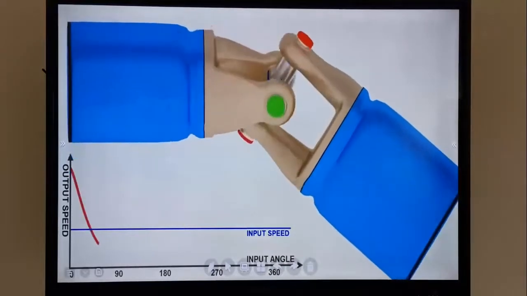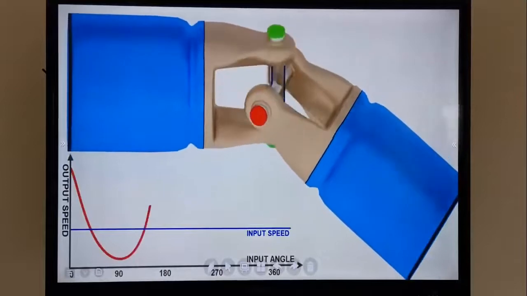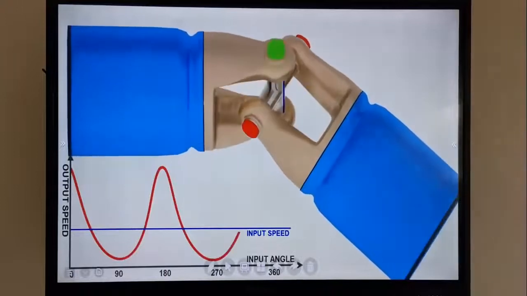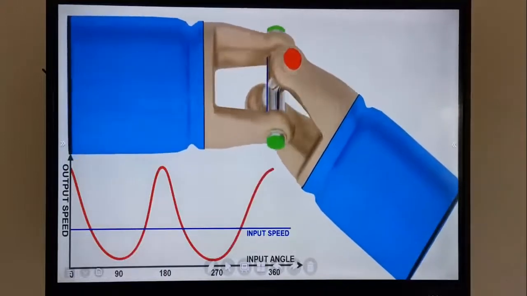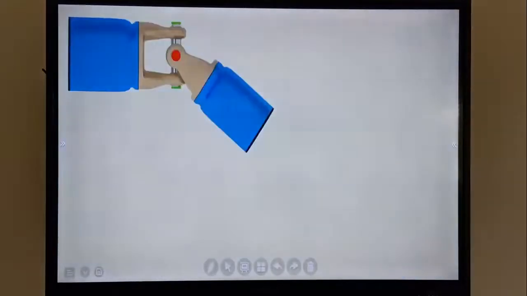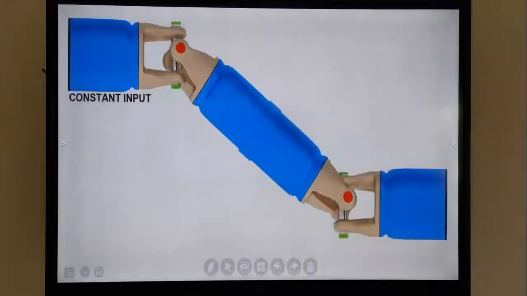So what is the limitation? Or disadvantage. You can see with the input angle, the output shaft speed is not a constant value. So what is the disadvantage? If we use the universal joint, we cannot get a constant speed. So how can we use this type of universal joint in a vehicle? We need a constant speed. Okay. So that's why we need another universal joint.